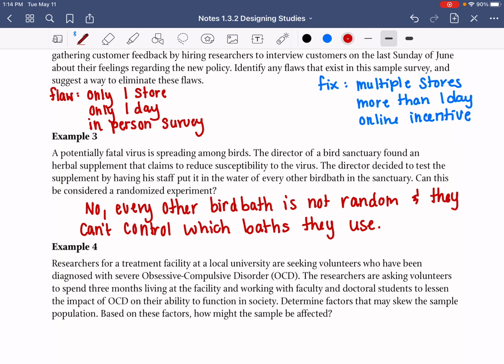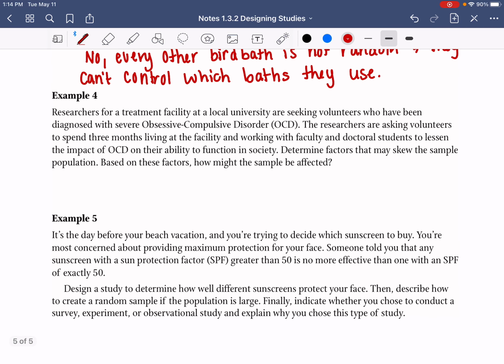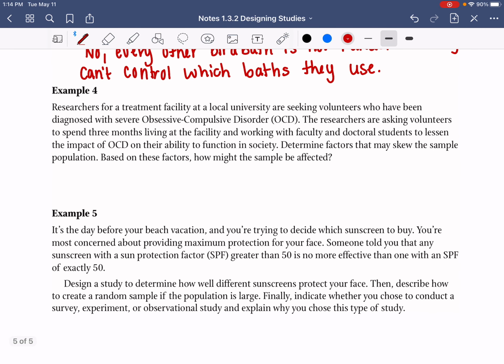All right, 2 more examples. A lot of these isn't really about calculations or anything. It's about critical thinking and thinking outside the box, trying to figure out flaws, what's wrong, those kinds of things.